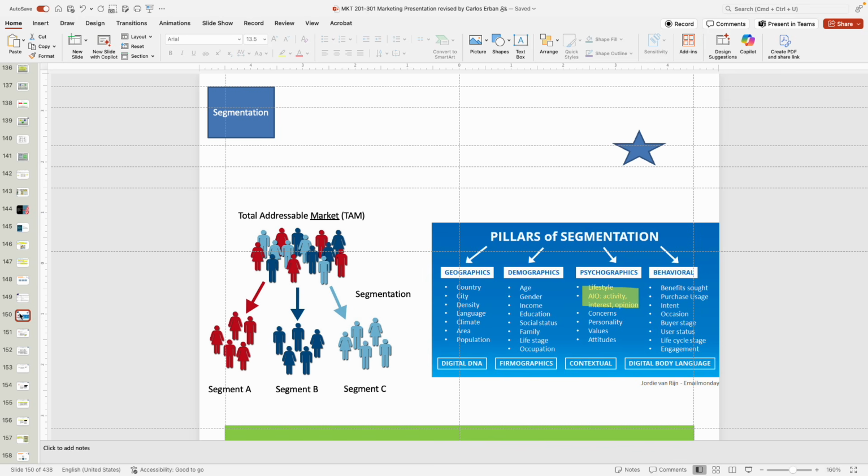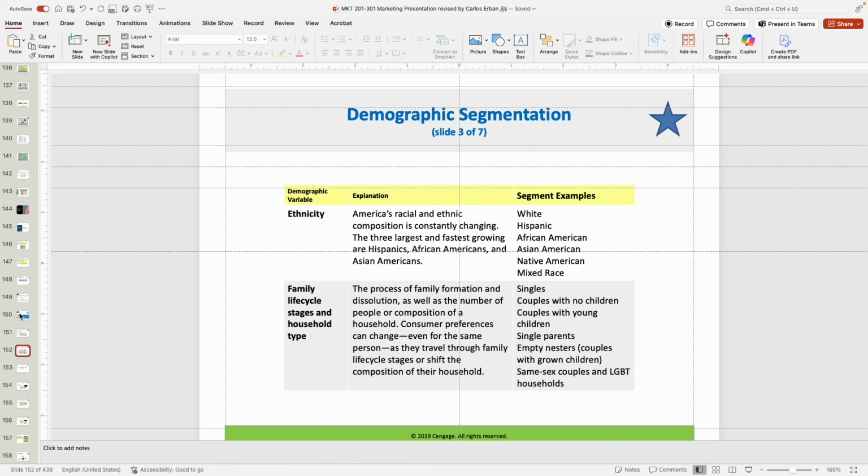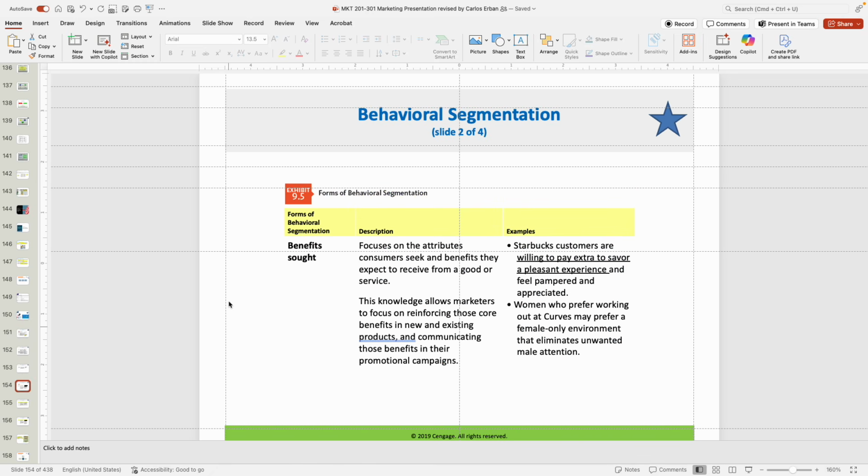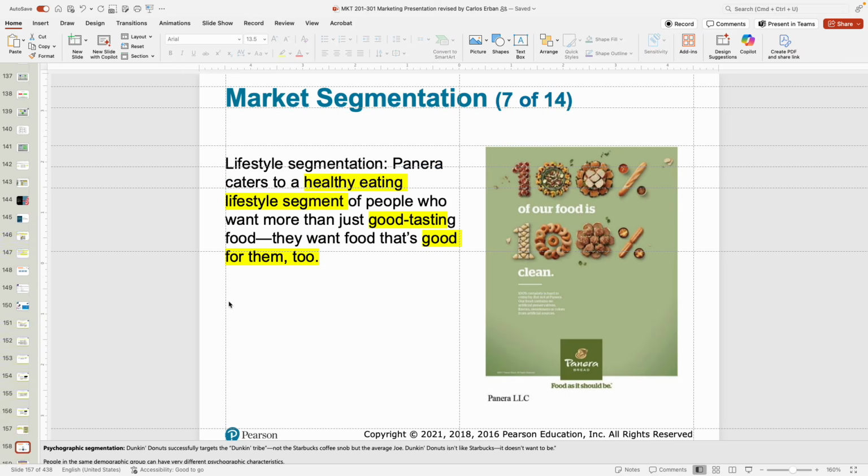Now, the beauty of digital is that you can have segmentation that is a mix of all these things. You can have a target of people who are from a certain country, certain age, who like certain things, and who are looking for certain benefits. So that's the advantage of digital, that you can target across all of these different things. So these are the explanations I just gave you, so I'm not going to go over them again.